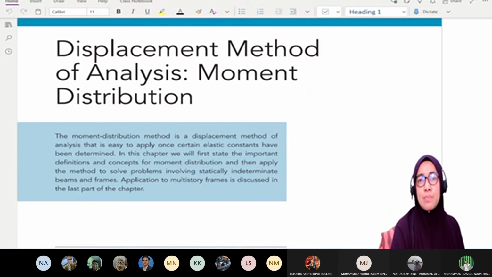According to the lesson plan, for the first chapter, you are going to learn the moment distribution method. In the moment distribution method, you will be given a 30% assignment, which I have divided into 3. For the assignment or summative, there are 3 questions of summative assessment. So I will give you 3 times.